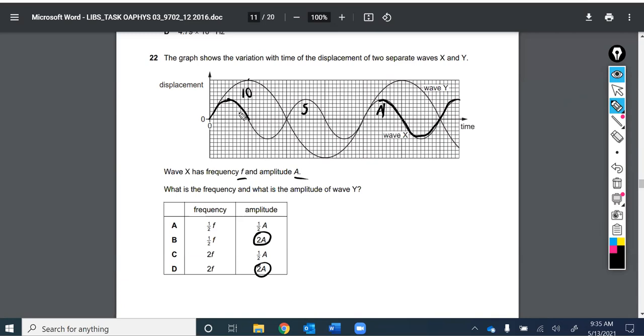Well, if we look at the wavelength, we can see that this one starts here and then it repeats 1, 2, 3, 4, 5, 6, 7, 8, 9, 10. So it's 20 units long, its wavelength. If we look at wave Y, it's 20 units long by the time it's half a wave. And so it is 40 units long. The wavelength of wave Y is 40 units long.